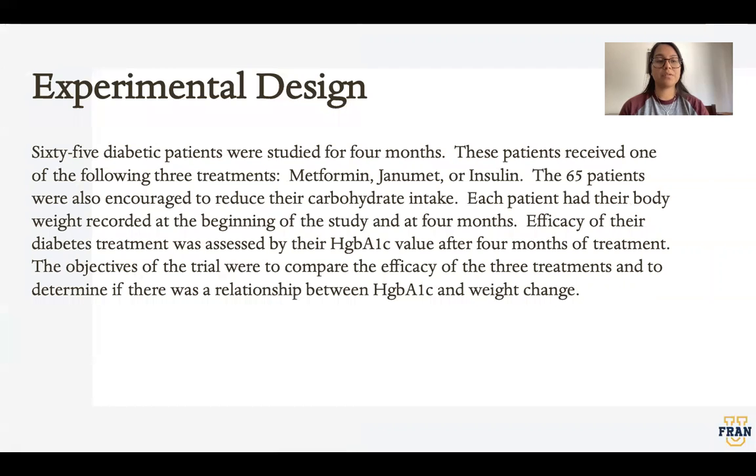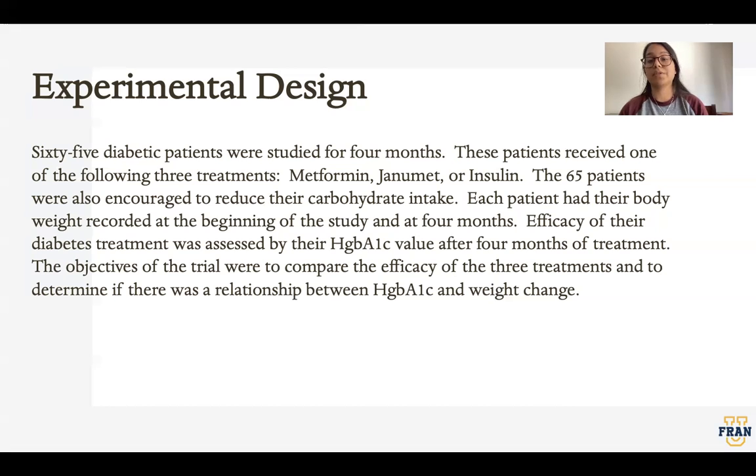So my experimental design is on 65 diabetic patients who were studied over 4 months, and they were each given different treatments of metformin, Janumet, and insulin. They're encouraged to decrease their carb intake, and each patient's body weight was recorded at the beginning of the study and after 4 months of treatment. So it was tested to see the efficacy of these treatments, and their hemoglobin A1C values were recorded to test this after the 4 months.